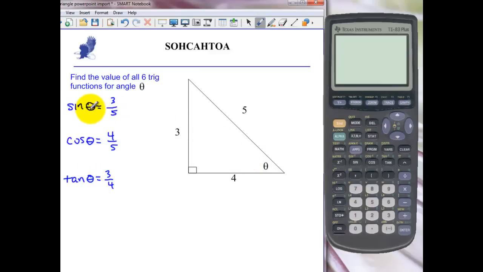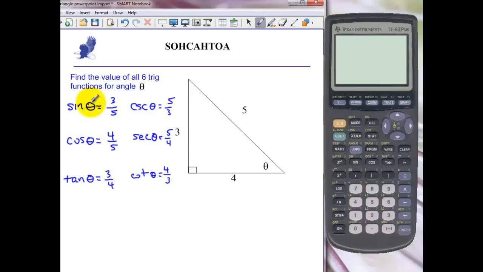The inverse of the sine is the cosecant, abbreviated CSC. That's going to be 5/3. The reciprocal of cosine is the secant, which will be 5/4. And finally, the cotangent is the reciprocal of tangent, which is going to be 4/3.